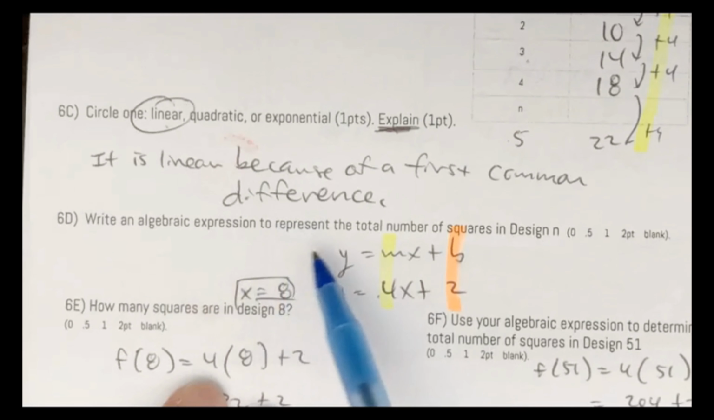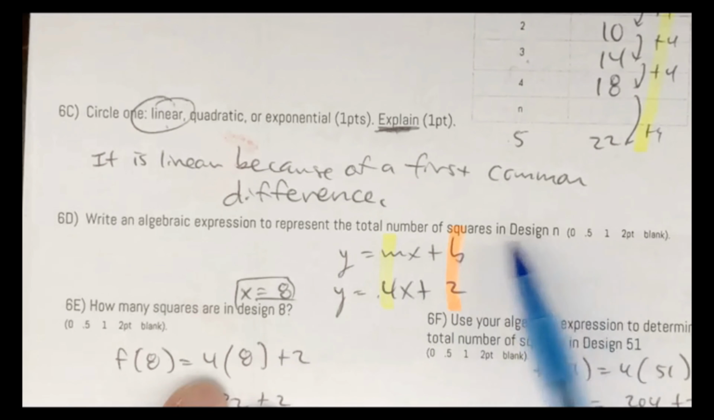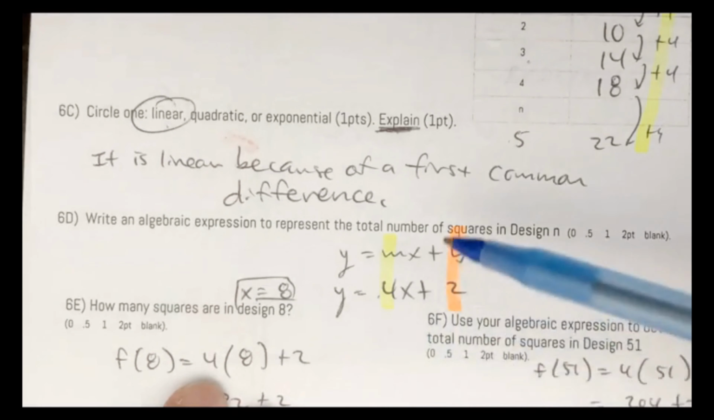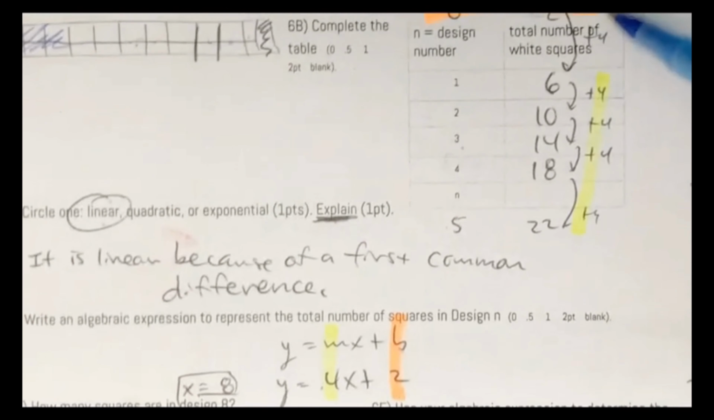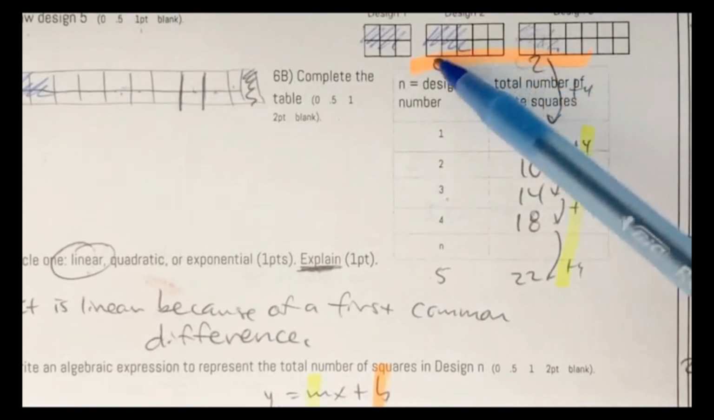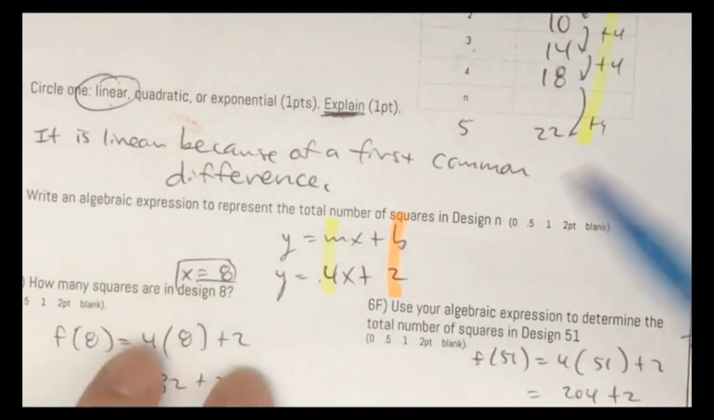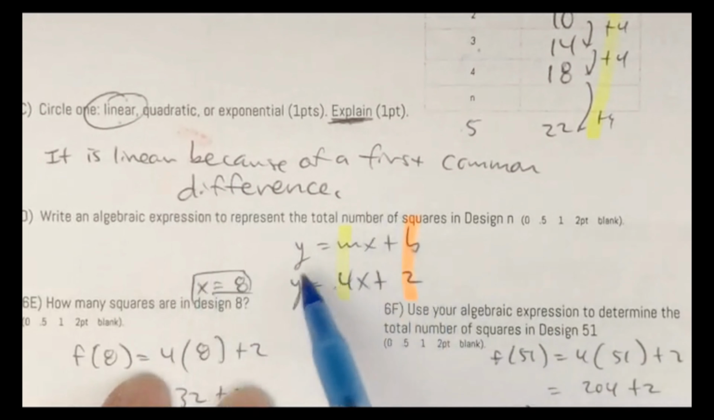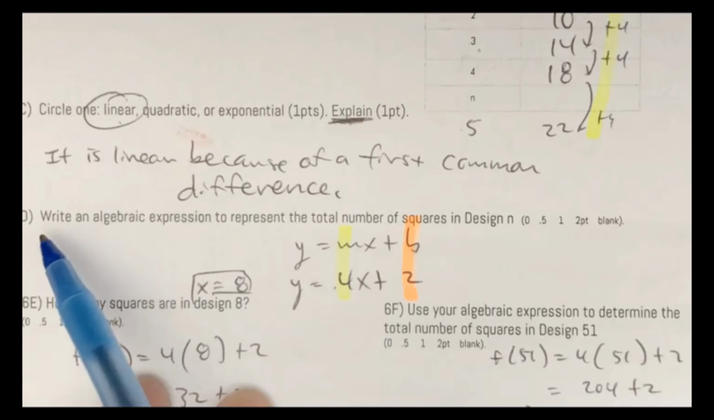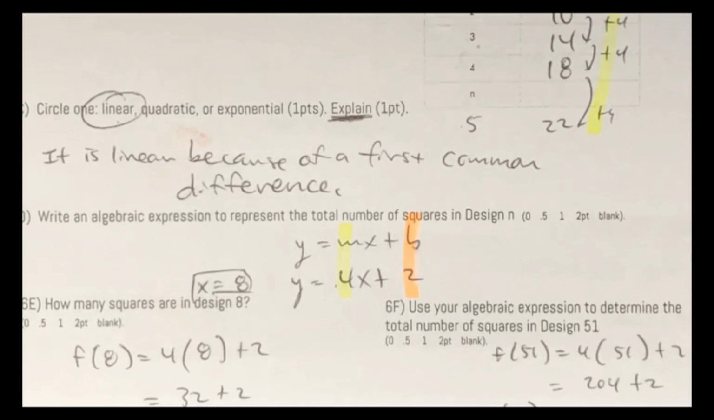Write an algebraic expression to represent the total number of squares in design n, y equals mx plus b. And then yellow is our common difference of 4. And then our y-intercept of 2 goes there. So y equals 4x plus 2. And then it says in 6e, let me zoom out.